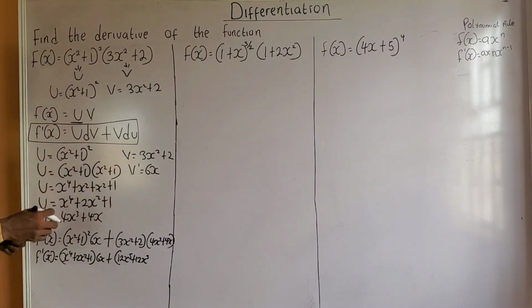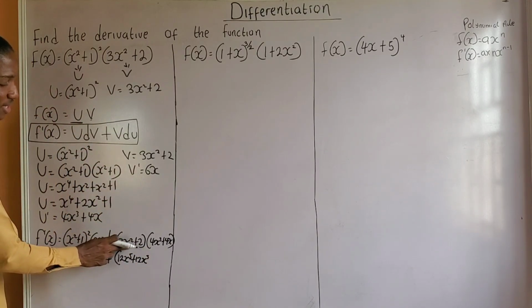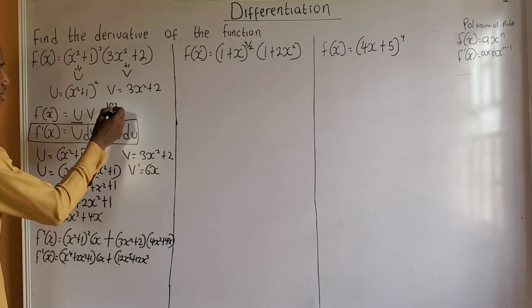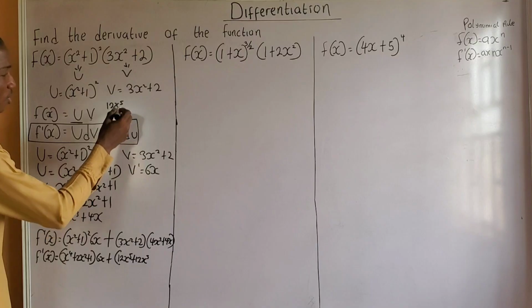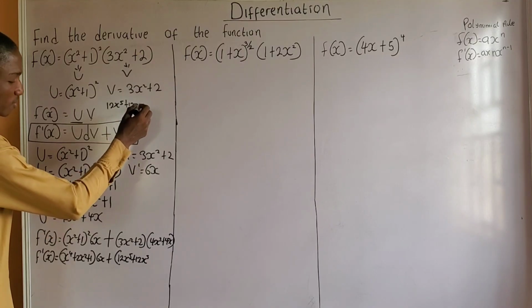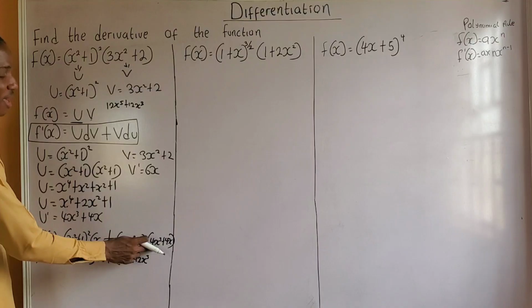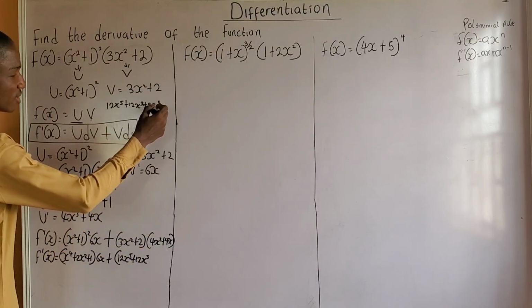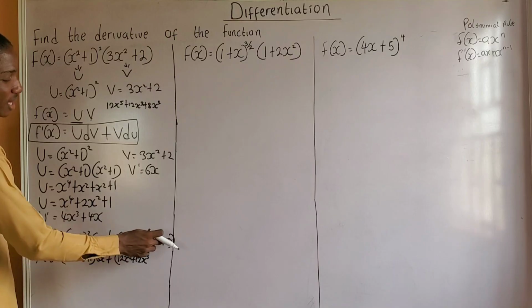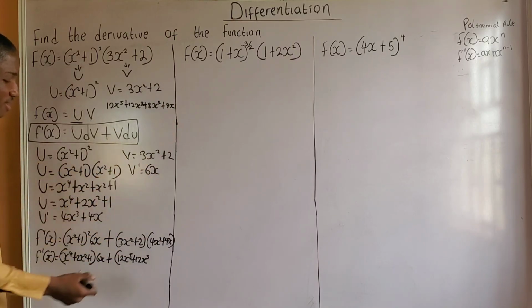Okay, let me expand here because of space. 3x squared times this will give me 12x raised to the power of 5, right? Yes. 3x squared times 4x, that is what? Plus 12x raised to the power of 3, plus 2 times 4x raised to the power of 3, that is what? Plus 8x raised to the power of 3, then plus 2 times 4x, that is what? Plus 8x, okay?